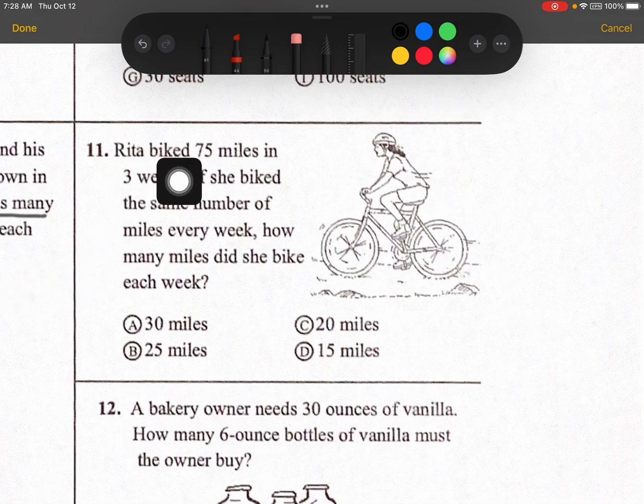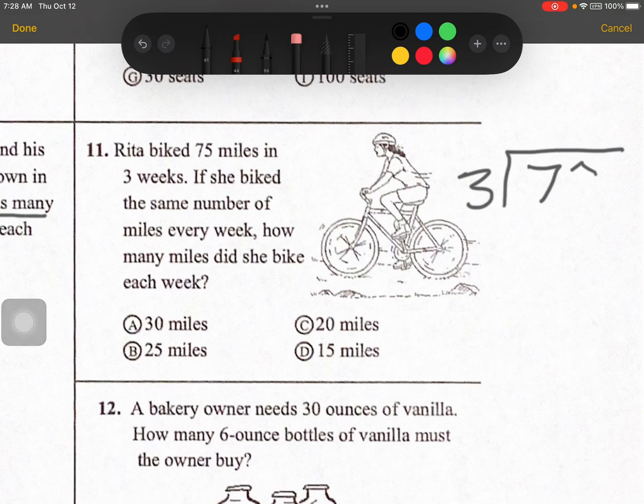Number 11, Rita biked 75 miles in 3 weeks. If she biked the same number of miles every week, how many miles did she bike each week? Okay, 3 weeks and into 75.